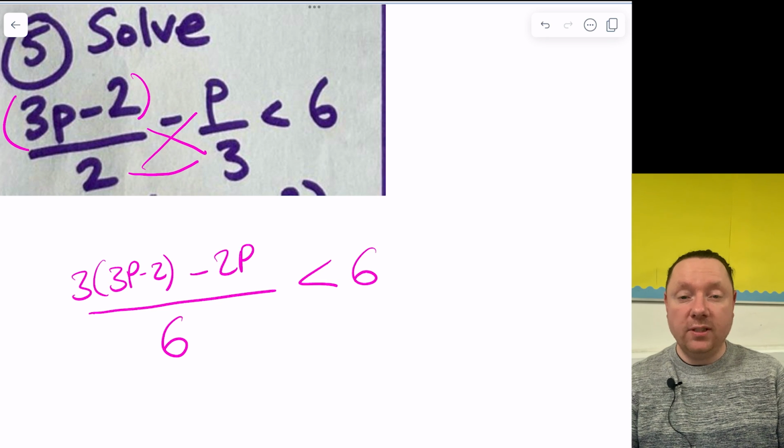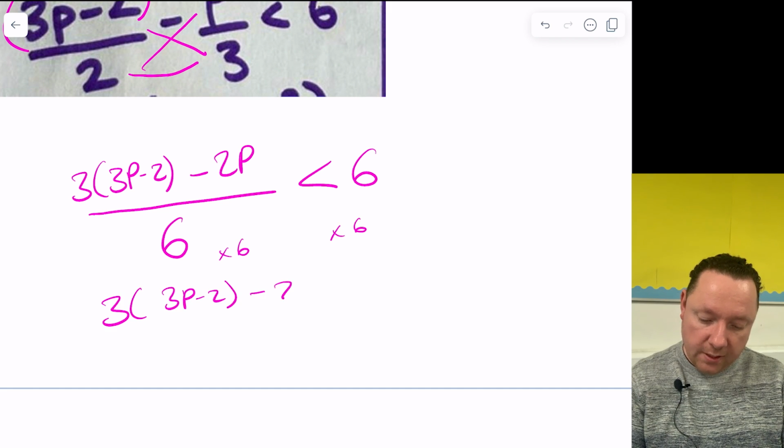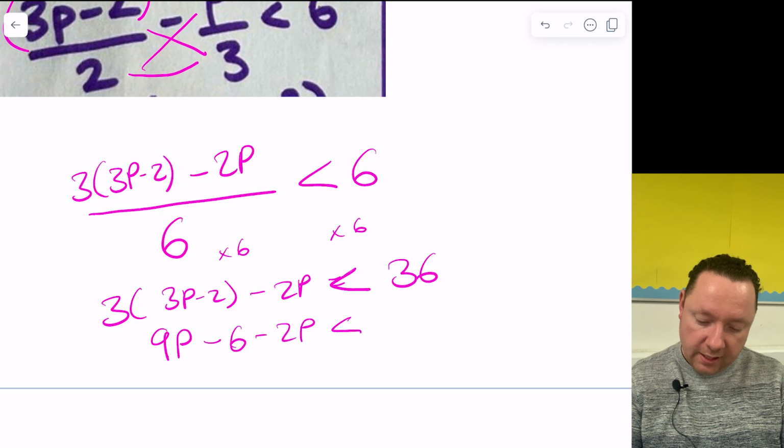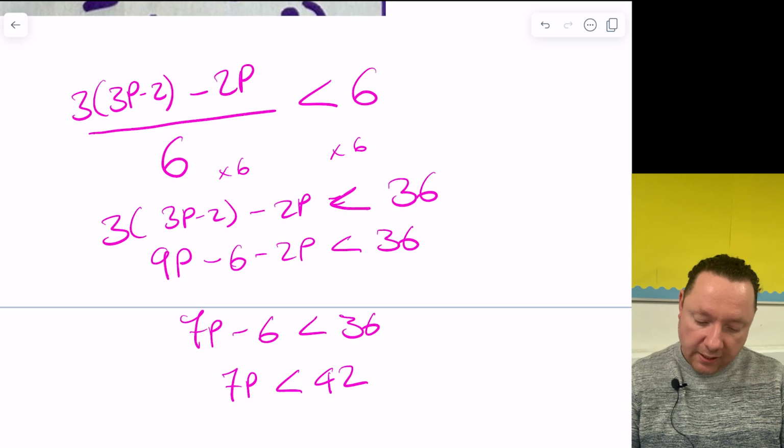So now I can times both sides by 6. So multiplying through by 6 on both sides, I get 3 times 3p minus 2 minus 2p, because 6 divided by 6 is nothing, is less than 36. Expanding the bracket, 9p, 3 twos is 6, minus 2p is less than 36. 9 minus 2 is 7p, and 36. So 7p is less than 42. Divide by 7, you get 6. p is less than 6.